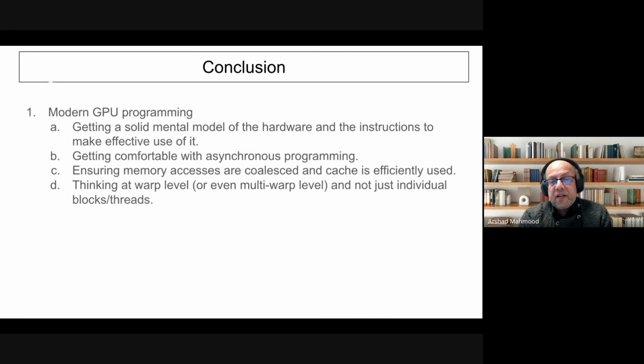Your profiling tools will tell you about your memory access patterns, whether they're coalesced or not, and whether the cache is being effectively used. That's another usual pretty easy win. And the difference is 10x really between memory accesses that are coalesced or not. And things are now warp level.